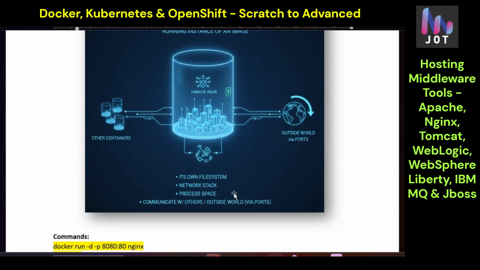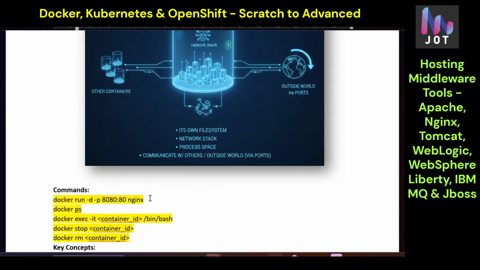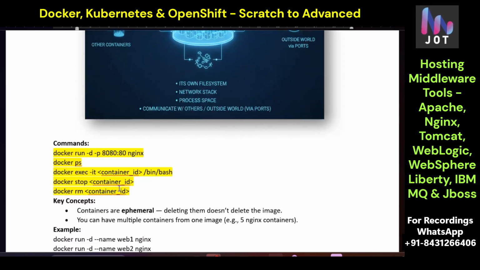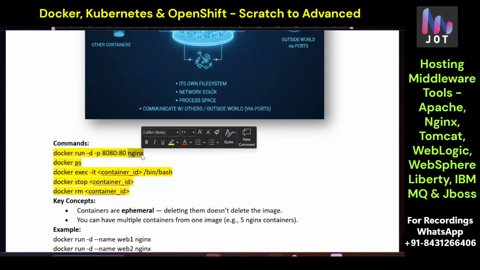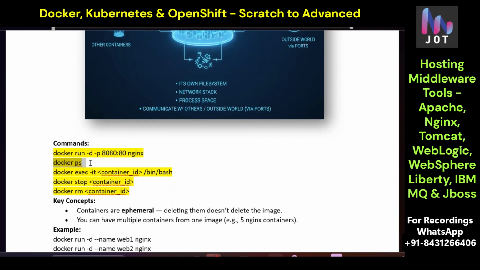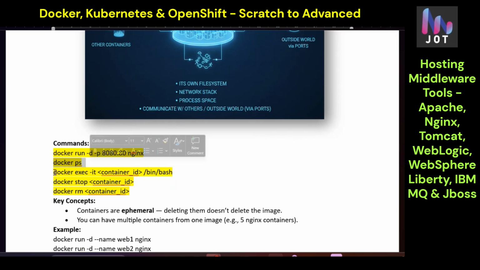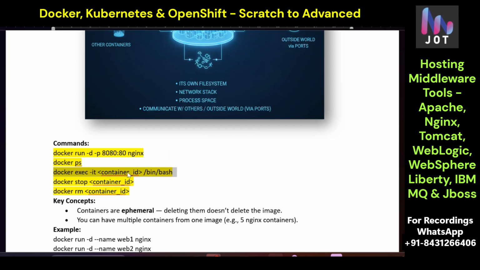So basically, how do we run a container? We'll say just docker run, the port number mapping, and the name of the image. It will start running. So this is the name of the image. And you can check the Docker processes. And even you can enter or log into the container with the help of the container ID.